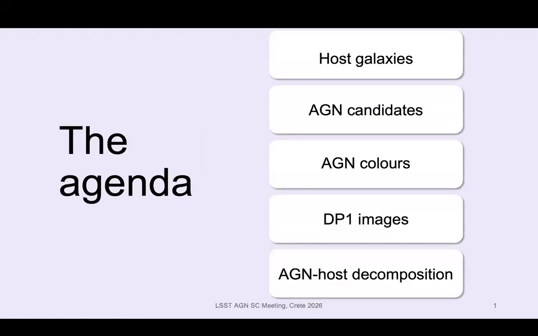So I want to initially motivate why we need to be looking at host galaxy contamination, especially at low redshifts in the LSST era. I'm going to talk through the candidates that I'm using, what their colors look like, what their images look like in the DP1 catalogs, and what host decomposition we're able to do at this stage.